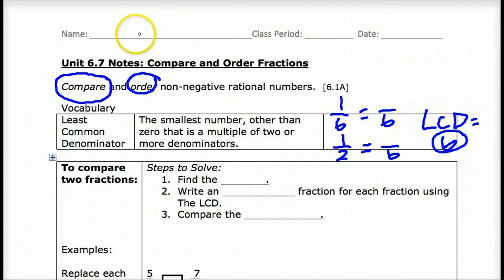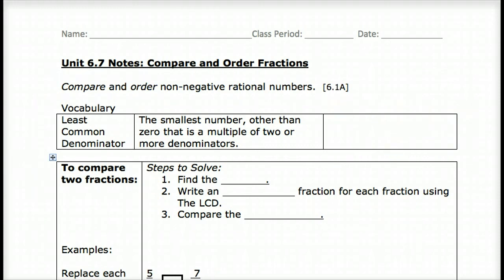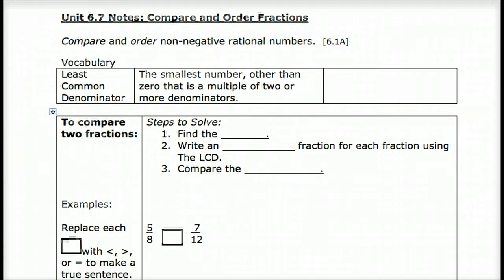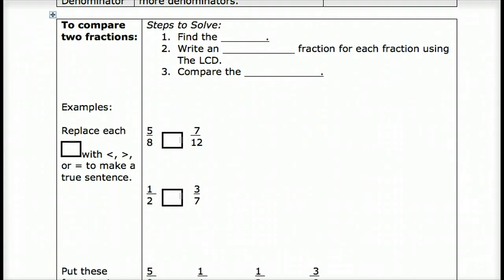Now, if you skip down to the portion of your notes that says to compare two fractions and steps to solve, we will be getting started. So, when you are given two or more fractions, there are 3 steps that you need to follow to be able to compare them. The first step is to find the LCD.